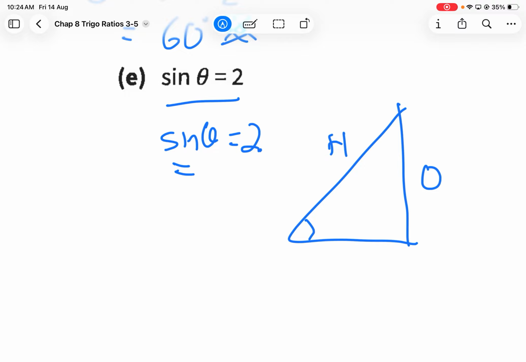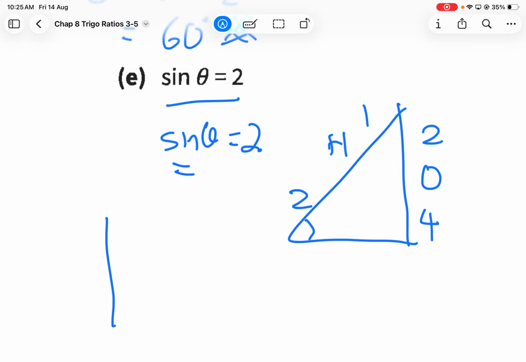Opposite over hypotenuse is 2 means my O is 2, my hypotenuse is 1. Or my O is 4, my hypotenuse is 2. Then 2 over 1 or 4 over 2. But in a right angle triangle, H is the longer side. O will never be longer than H. So there is no possible number of your length that will make sine equals to 2. In fact, what is the biggest possible value of sine? 1. Correct.